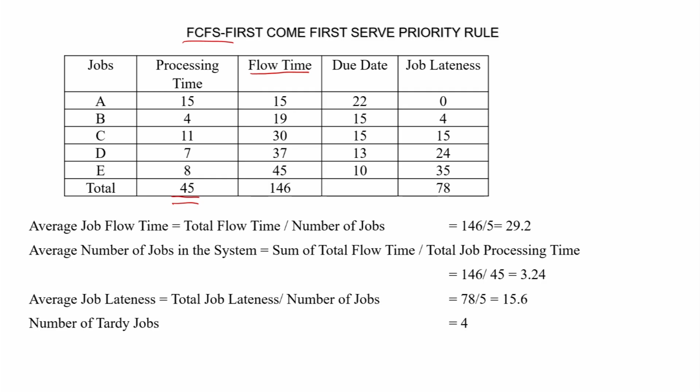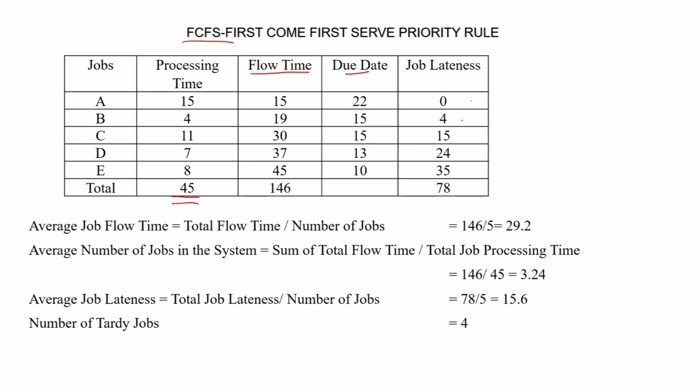Now, let us see the due dates to find out whether we are able to dispatch the jobs before the due date, or whether there will be any lateness. Now, write the due dates. The due dates for these jobs are given to us. Job A has a due date of 22, and job A is completed on the 15th day. So, there is no lateness for this particular job.